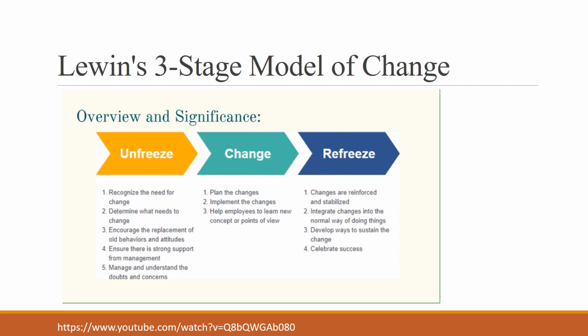During this stage, changes are reinforced, rewarded, and stabilized. Successes are celebrated, and the goal is to integrate these changes into the culture of the organization and treat it as the norm. Lewin's 3-step process is regarded as a foundational model for making change in organizations.